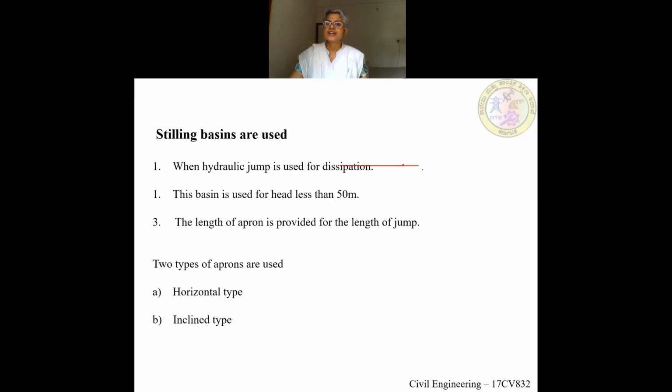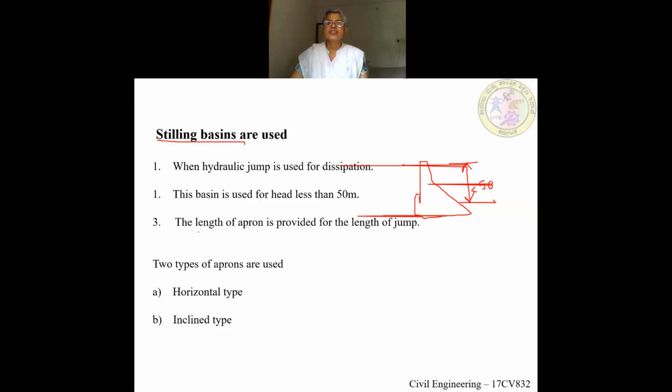The difference in level between the upstream and the downstream side of a dam, we call it the head. If this head is less than 50 meters, then we will go in for the stilling basins.